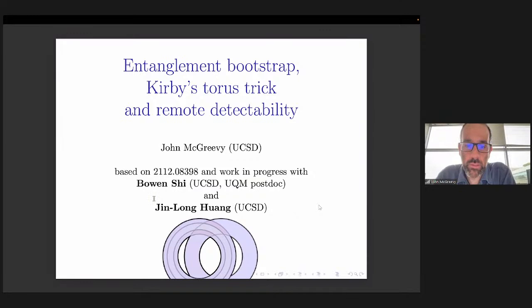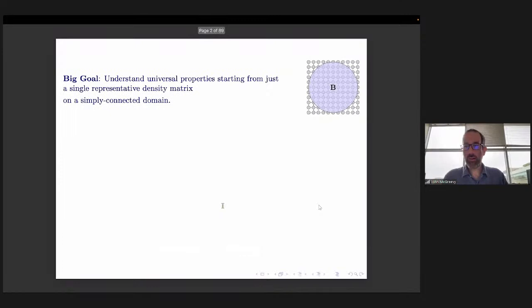So here we go. A big goal, which I'm not going to accomplish by any means in this talk, is to learn to answer the following question. Suppose someone hands you a density matrix of some quantum matter in a simply connected region of space. I want to imagine that there's some underlying quantum lattice model, and suppose we only know the density matrix in this ball B. The question is, can you, from that information, extract the universal properties of the phase represented by that wave function?